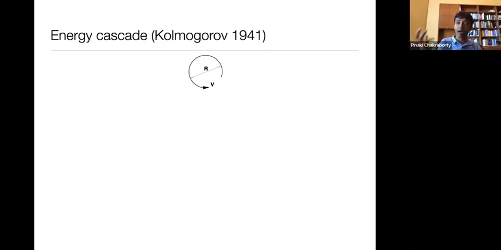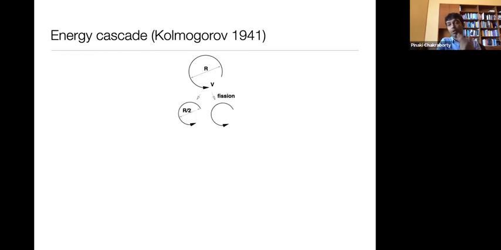I'll show a cartoon view of Kolmogorov's framework of an energy cascade. We inject energy into the flow, let's say from the mean flow, injecting energy into the turbulent fluctuations at the largest scales. For a pipe flow, we can take the largest scales to scale with the radius of the pipe, and the velocity to scale with the mean flow velocity. Now these eddies are being conveyed energy from the mean flow, but they themselves are unstable.